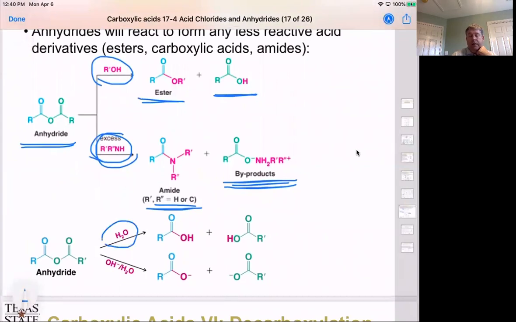and we can add either directly water, which will give us 2 equivalents of the carboxylic acid, or we can add base and get 2 equivalents of the carboxylic acid salt. Again, having a symmetrical anhydride here would be a preferred way to do these reactions because we cannot specify which one we would get from it.